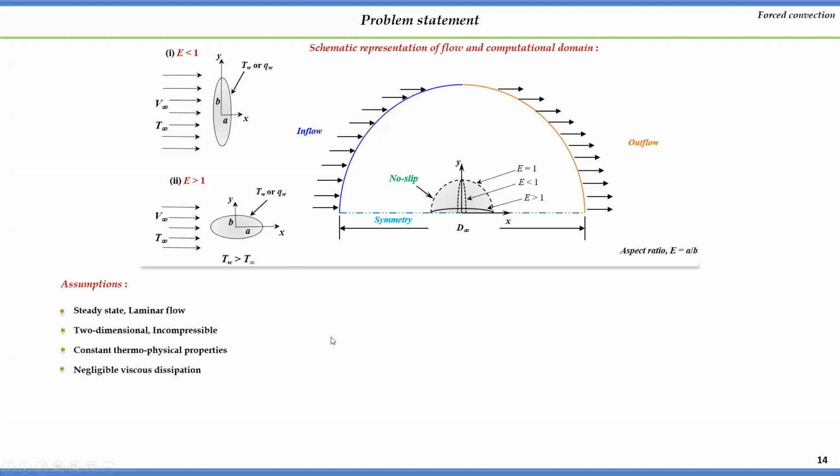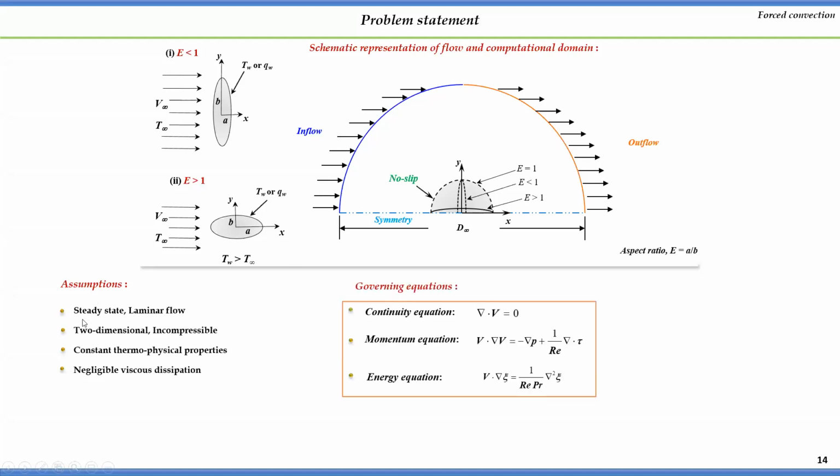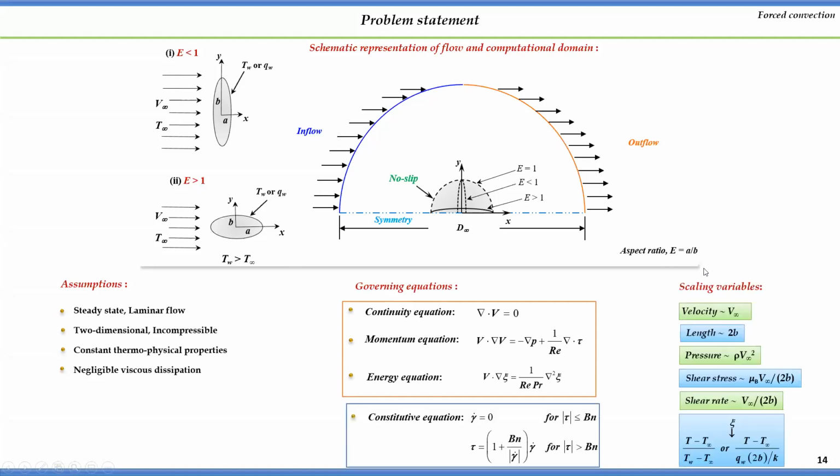So here we have the assumptions of steady state and laminar flow, two-dimensional, constant thermophysical properties, and no viscous dissipation. And the continuity and momentum equations we are able to see here by using these scaling variables to non-dimensionalize velocity, length, pressure, shear stress, and shear rate, along with the temperature.